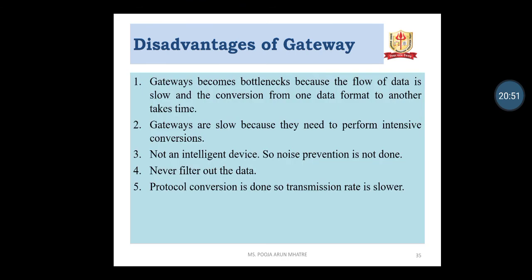The disadvantages of a gateway are: a gateway becomes a bottleneck because the flow of data is slow, as time is required for conversion of one data format to another. So gateways are slow because they need to perform an intensive conversion. It is not an intelligent device, so noise prevention is not done. It never filters the data, and as protocol conversion is done, the transmission rate is slower.